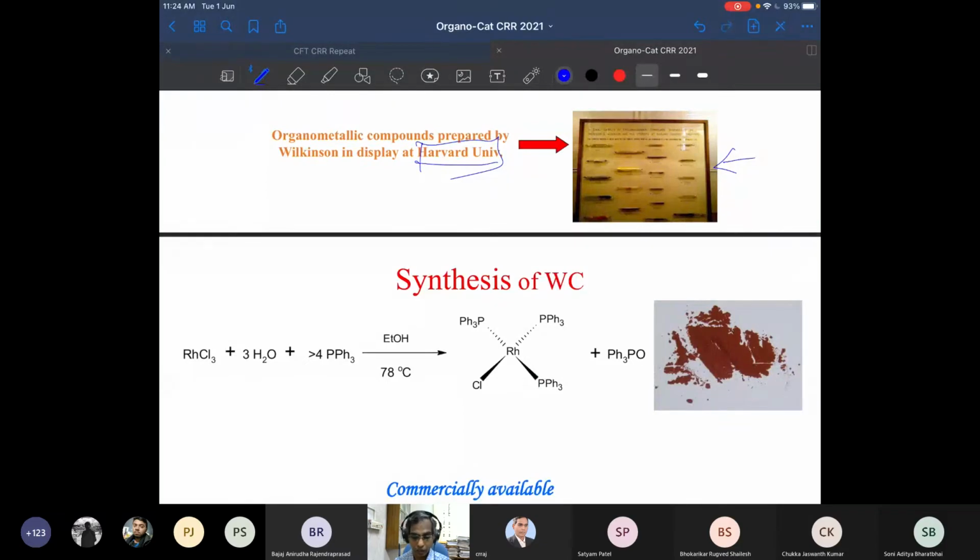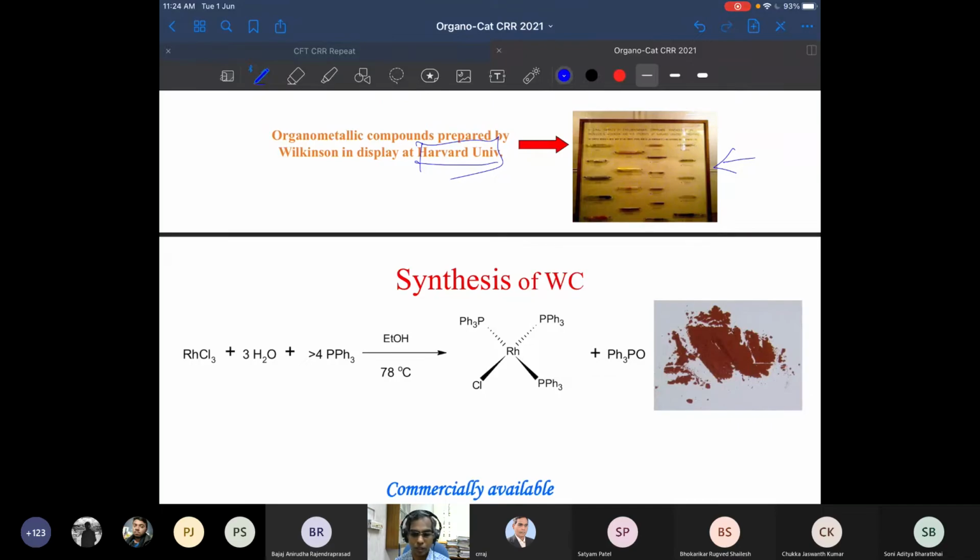And the same modified catalyst has been used to synthesize one of the drug molecules, the only drug molecule available to treat Parkinson's disease.